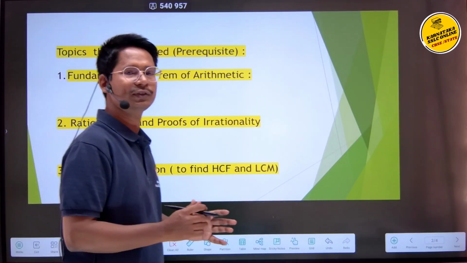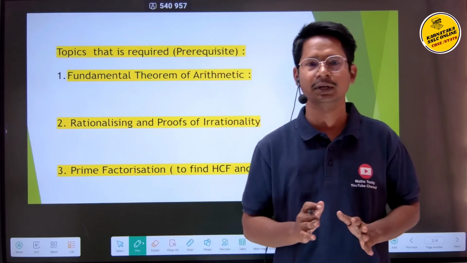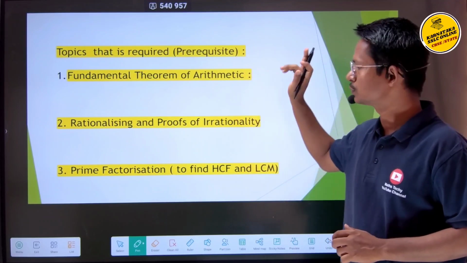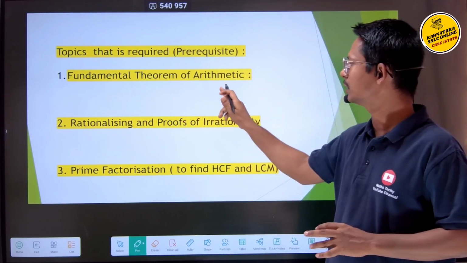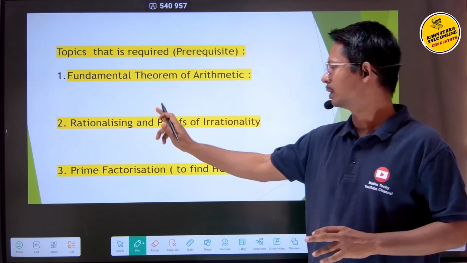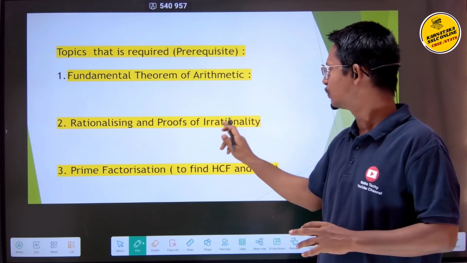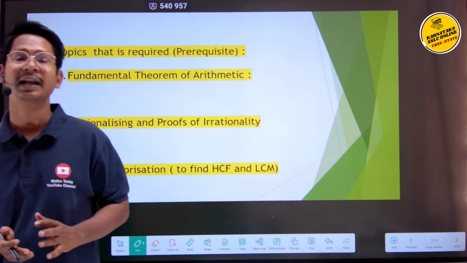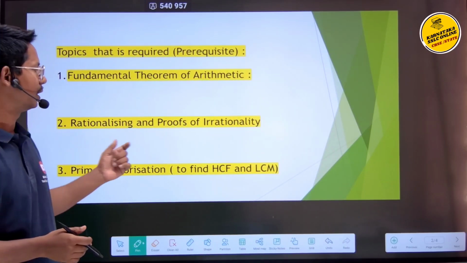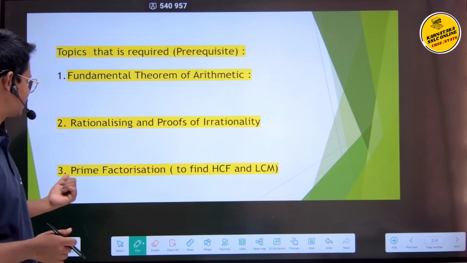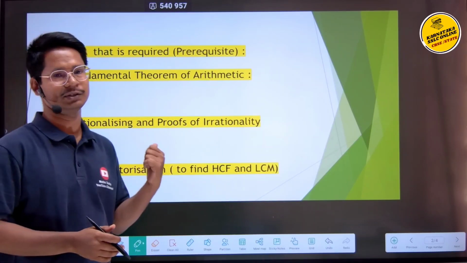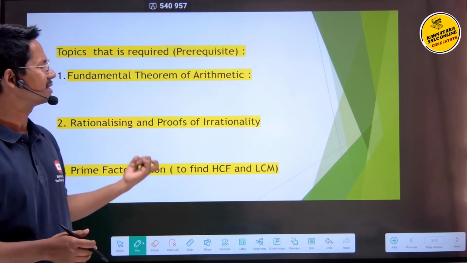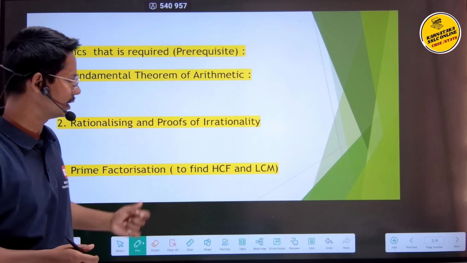So to understand or to solve MCQs, okay, so what you all need, you need to know the topics. Fundamental theorem of arithmetic, next rationalizing and proofs of irrationality. So how to rationalize the irrational numbers, that you should know, and proof of irrationality, and also you need to know what is called a prime factorization. Okay, so with these 3 points you can solve the MCQs. Okay, so I'll just give you a brief idea of what these 3 topics stand for.